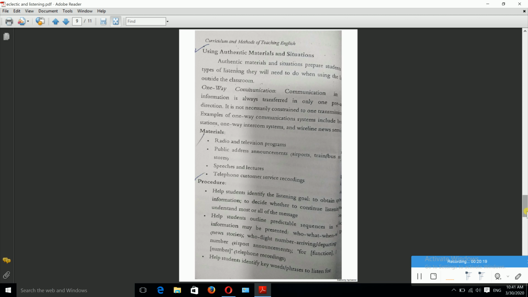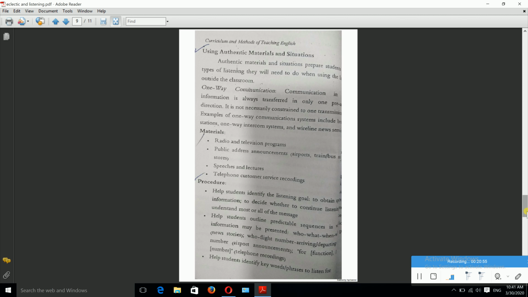Now, using authentic materials and situations. Authentic materials and situations prepare students for the types of listening they will need to do when using the language outside the classroom. One-way communication: communication in which information is always transferred in only one pre-assigned direction. It is not necessarily constrained to one transmission path. Examples of one-way communication systems include broadcast stations, one-way intercom systems, and wireline news services.